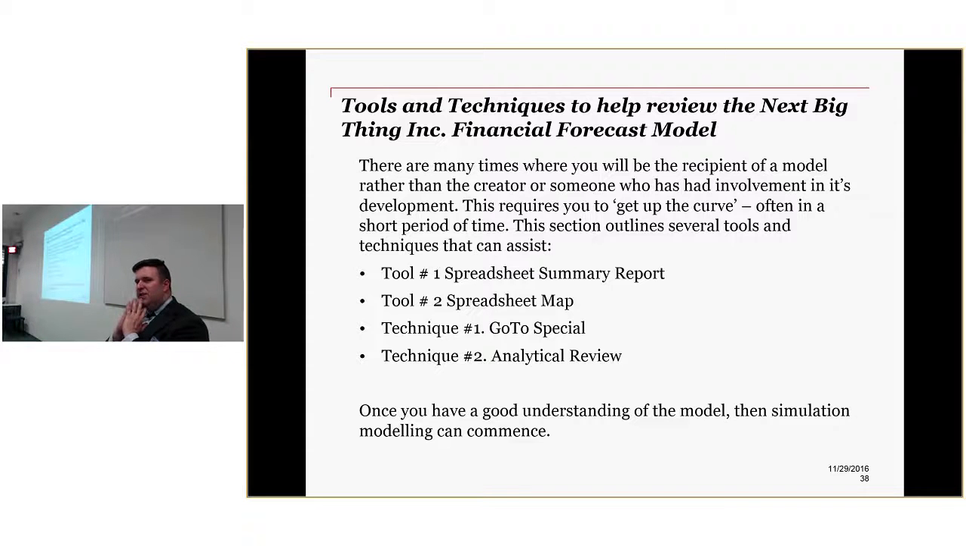So in this section, there are several tools or techniques that we can use to assist that. One is a spreadsheet summary report, and I'll show you how you can get some tools to do that. The second is a spreadsheet map. The third is a technique that Excel has, Go To Special, called the F5 key. And the fourth is analytical view. We might work through a couple of these before we take a break in the class. Once we've got a good understanding of the model first, then the simulation modelling can really commence.